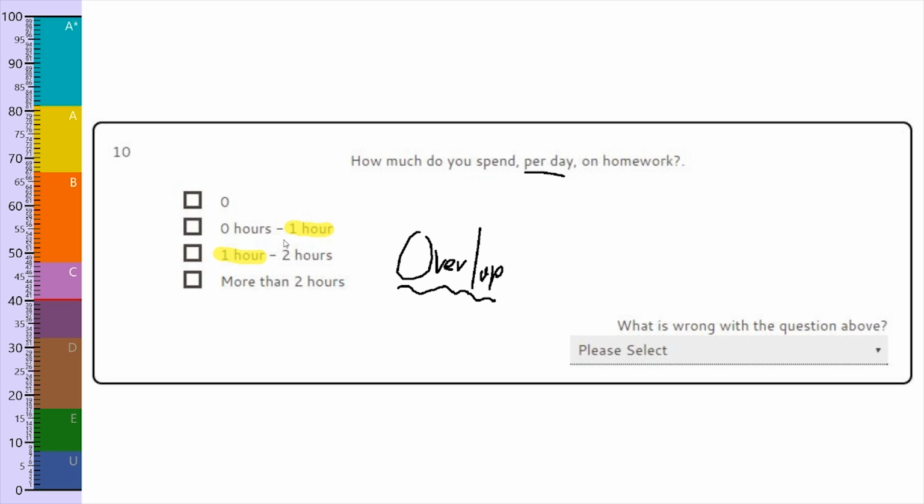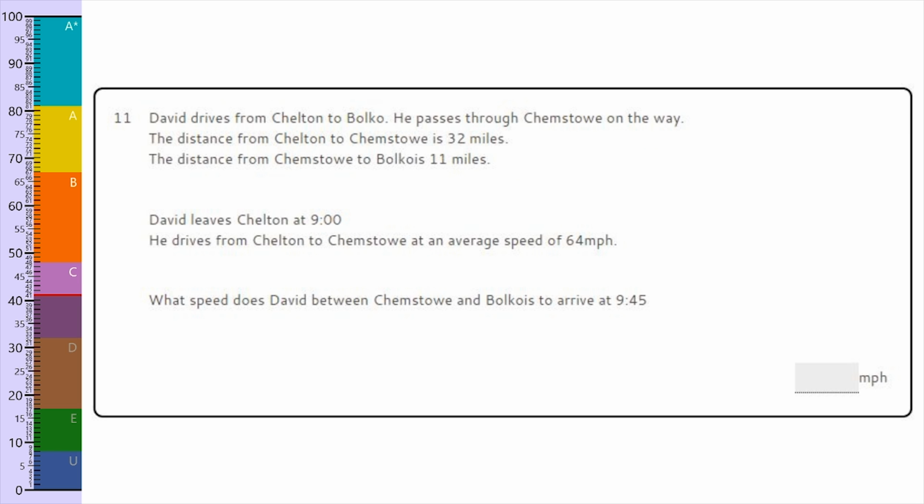You're looking for gaps, overlaps, or no time frame. Okay, there's definitely no gaps, and there's a time frame, so it's going to be overlap. It's going to be one of the three. Sometimes there's biased questions, but they don't turn up that often. Okay, let's move on. So question 11, if you'd like to pause the video, have a go.